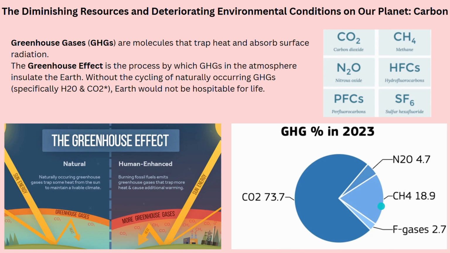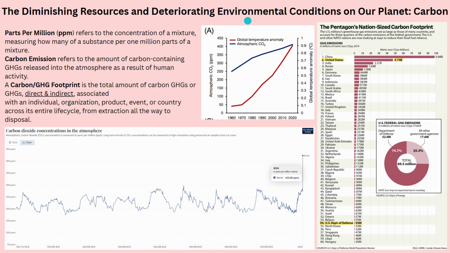The next closest is methane, around 18.9%, followed by nitrous oxide at 4.7%, and then lastly by F gases at 2.7. Now, even though some of these gases may produce a stronger effect than CO2 when trapping heat, since CO2 is produced in such large quantities, we want to focus on this first. Another reason why we focus on CO2 is because of its strong correlation with average global temperatures.